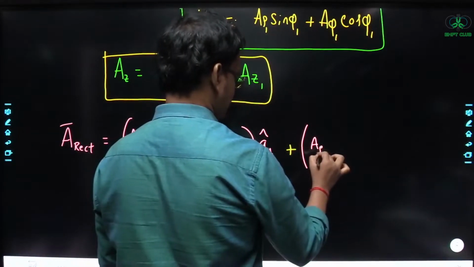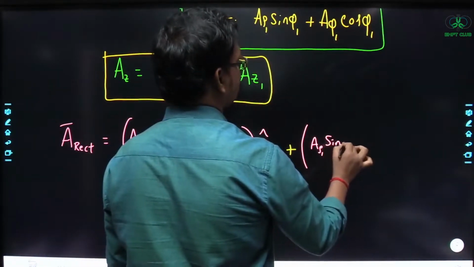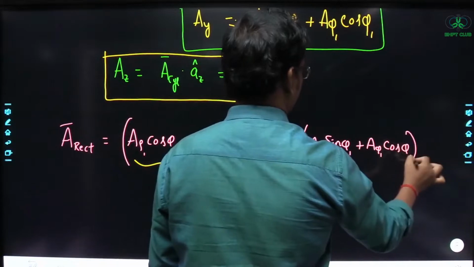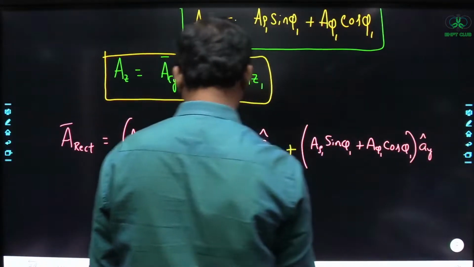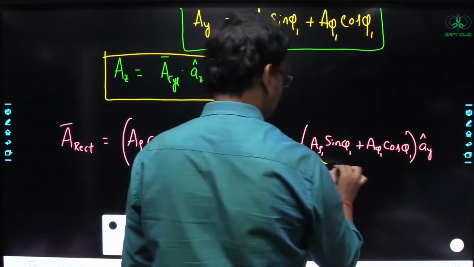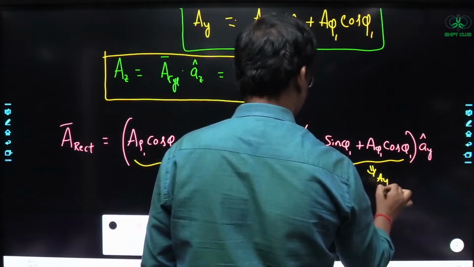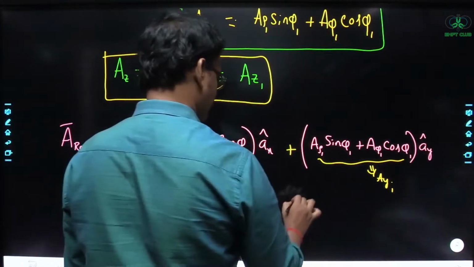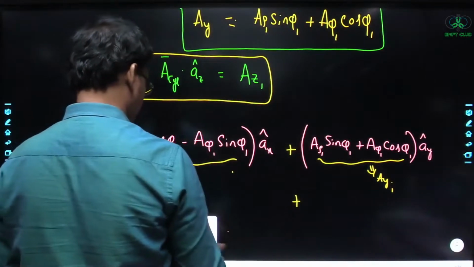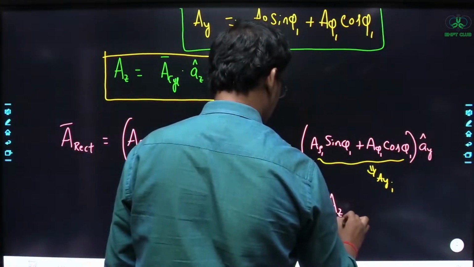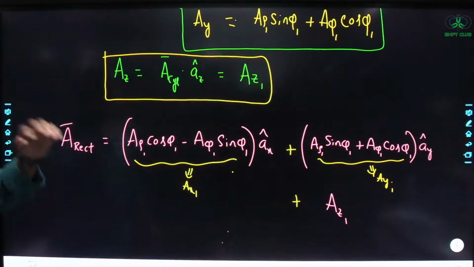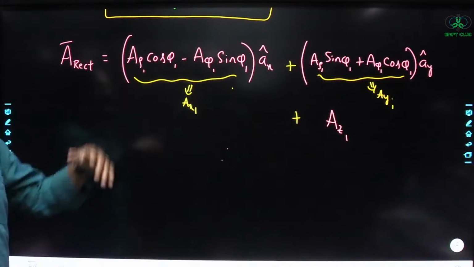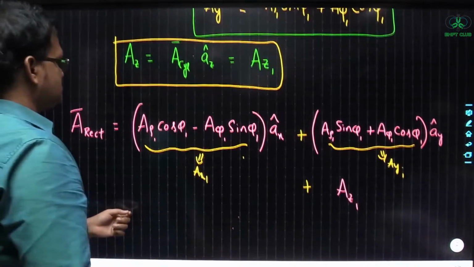This rho 1 is a subscript here, okay? So A rho 1 sin phi 1 plus A phi 1 into cos phi 1 into Ay cap, right? So this is nothing but Ax1 and this is Ay1. Next, Az1 is the same as Az1 only, right? So this is how you have to convert the cylindrical into rectangular. So here they have given, just substitute the values here.